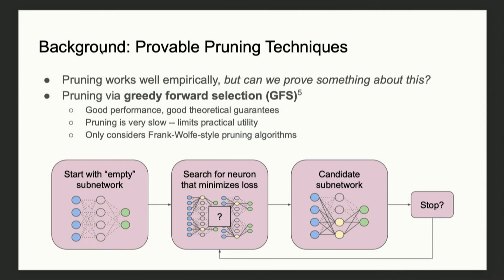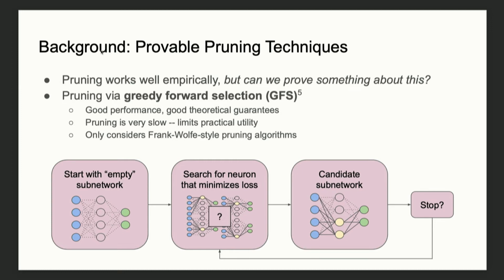So in parallel to these empirical techniques that people propose that are all purely heuristic, people have come up with algorithms that have theoretical guarantees for pruning. So the idea is instead of following some heuristic that we prove in practice, let's write some theory about it and see if we can come up with an algorithm that performs just as well but has performance guarantees associated with it. And there's been a lot of theoretical analysis, but a recent paper called Greedy Forward Selection is the first that actually shows good practical performance along with theoretical guarantees.